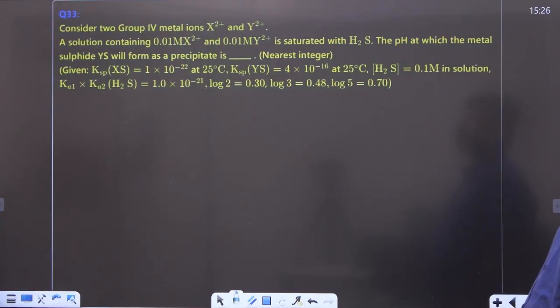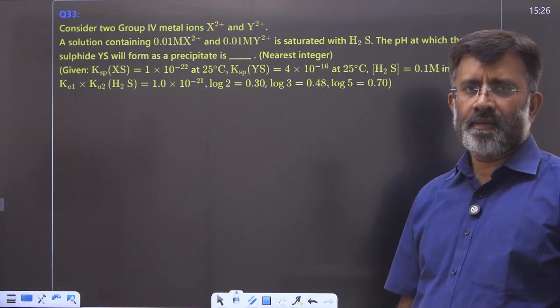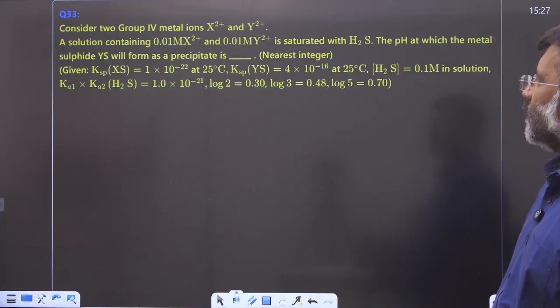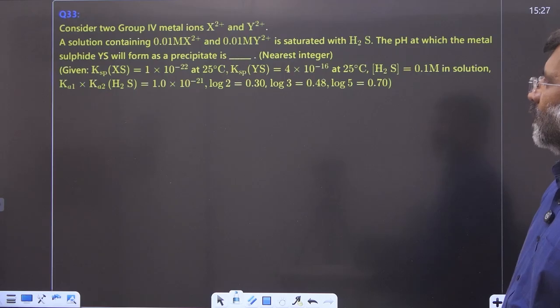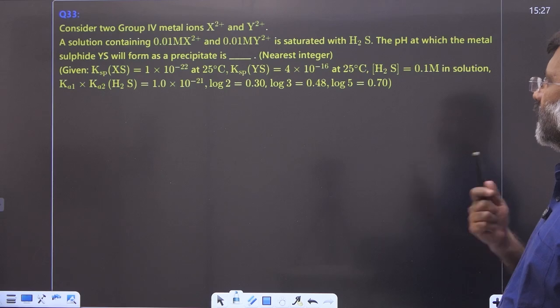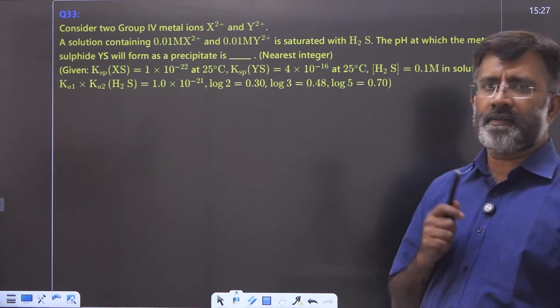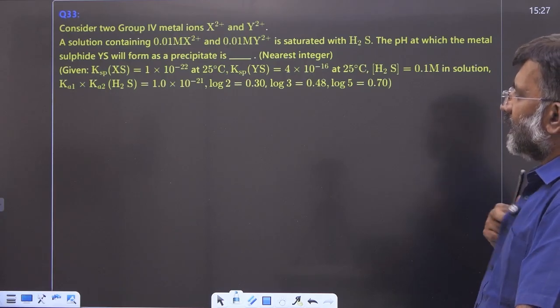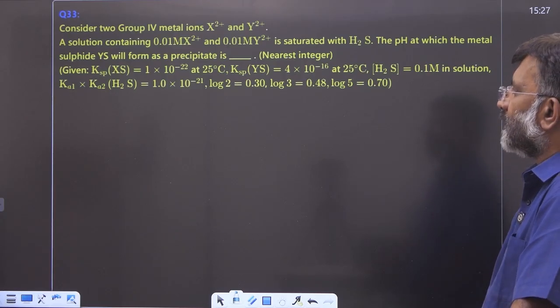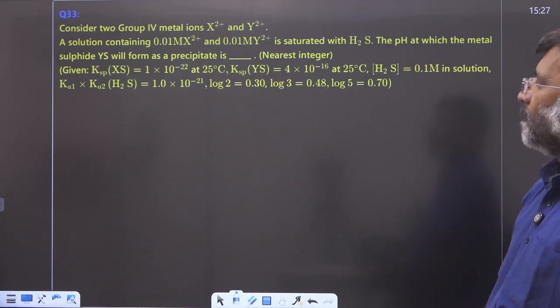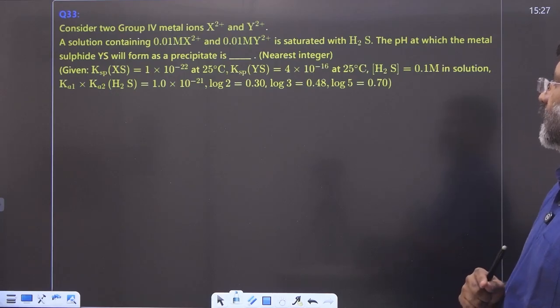Consider two group 4 metal ions. Group 4 metal ions may be barium, strontium, calcium, right? Group 4 metal ions, X2 plus and Y2 plus. A solution containing 0.01 molar X2 plus and 0.01 molar Y2 plus is saturated with hydrogen sulfide. The pH at which the metal sulfide YS will form as a precipitate is, to the nearest integer.